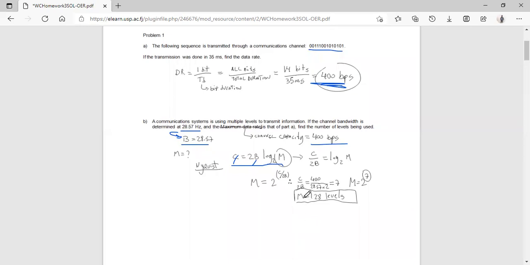Yes. Okay, this part is basically what I mean. In this particular question, once you have made m the subject of the formula, you can calculate c upon 2b, which will be 7, right? You'll get 7. So then what we need to do is, in order to find m, whatever value you get for c upon 2b, you just raise 2 to the power of that particular value. So in that particular case, you're getting m is equal to 2 to the power of 7, and 2 to the power of 7 is basically 128. So we require 128 levels in this particular communication system.